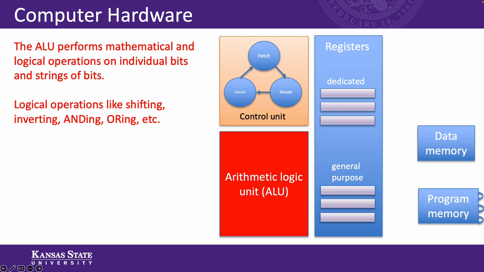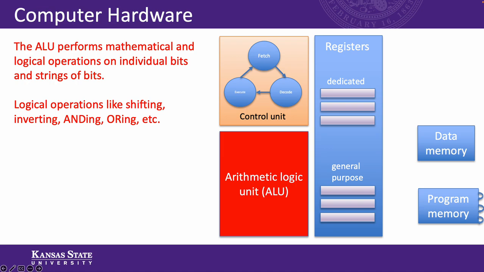Now, external to the control unit, I've added another piece of hardware called the Arithmetic Logic Unit, or ALU for short. We already gave the adder example, so we'll stick with that. The control unit doesn't have the hardware to perform addition. Instead, it communicates with the ALU, which performs mathematical and logical operations on individual bits and strings of bits. The ALU is a combinational logic circuit to perform add, subtract, shift, invert, and other similar operations.